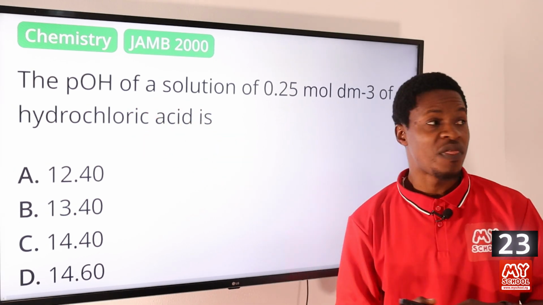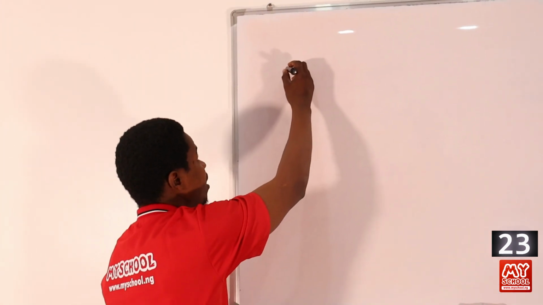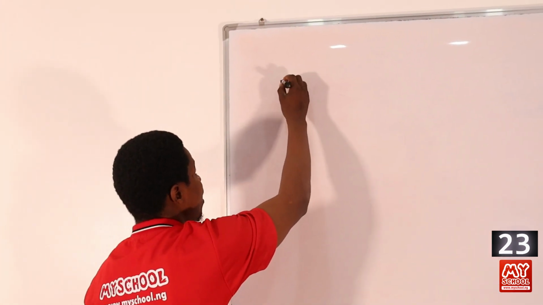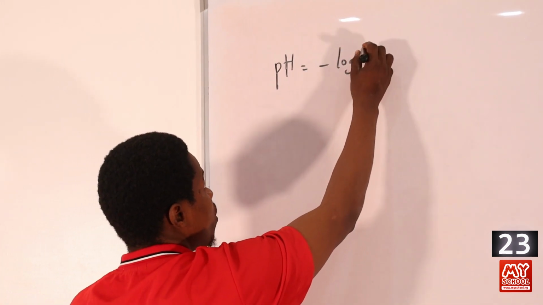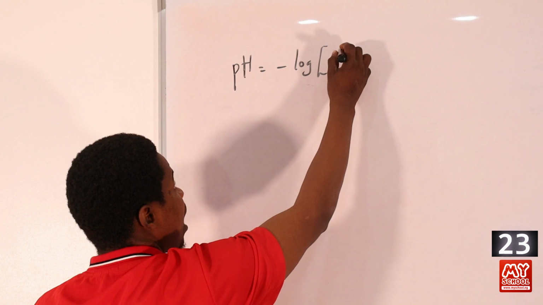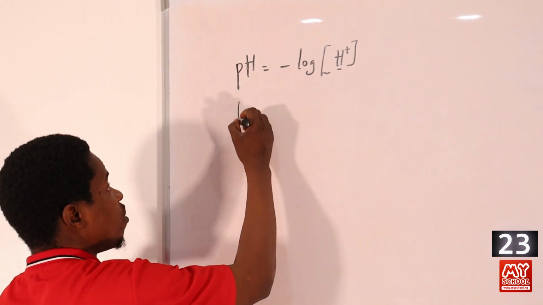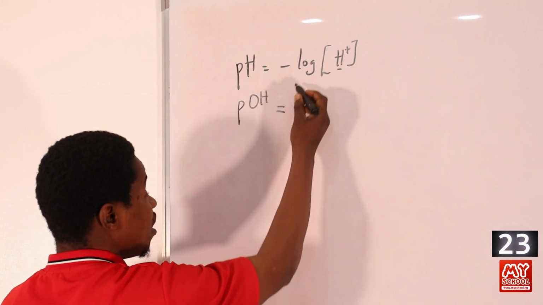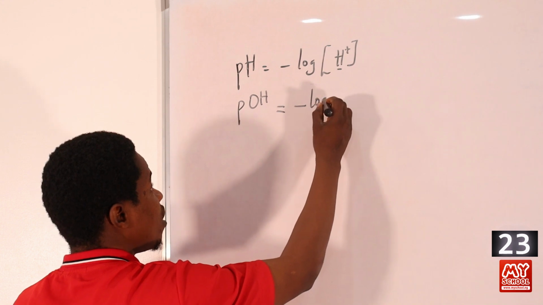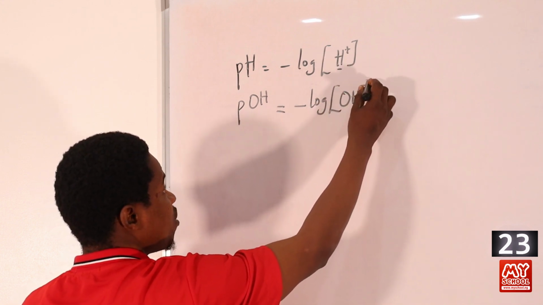Let's move over to the board. We know that pH usually is the negative logarithm of hydrogen ion concentration, but we are not dealing with this now. We are dealing with pOH. pOH, the level of alkalinity, is also a negative logarithm, but in place of hydrogen we have OH minus.